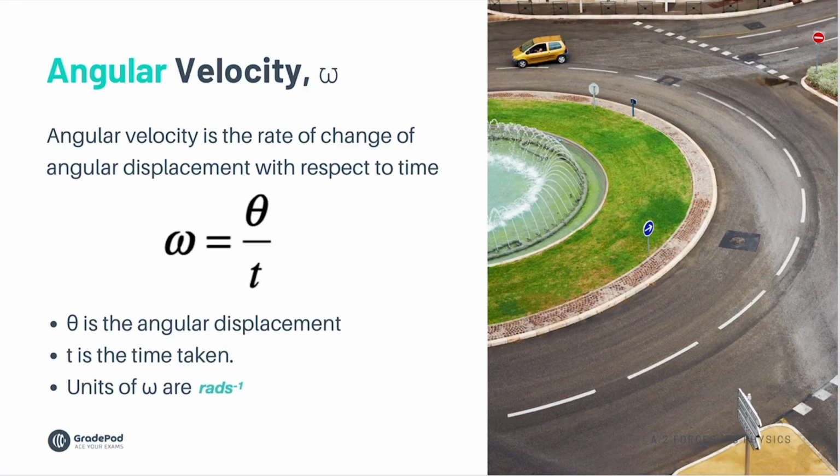Angular velocity is given the symbol omega. Angular velocity is the rate of change of angular displacement with respect to time. And if you remember earlier, we had angular displacement as this angle here. So angular velocity is how quickly this angle changes. It's the rate of change of angular displacement. Theta is the angular displacement, t is the time taken, and the units of angular velocity are rads per second, or radians per second. Looks like that.